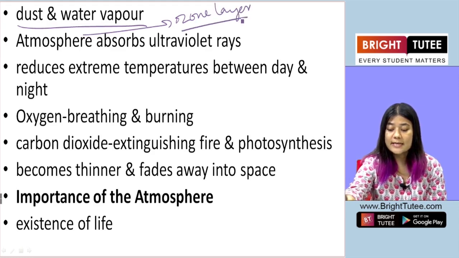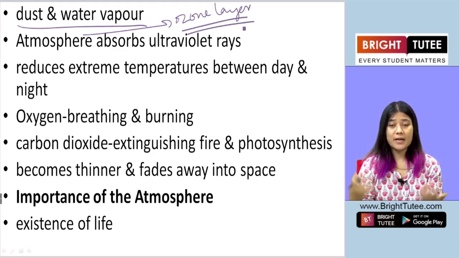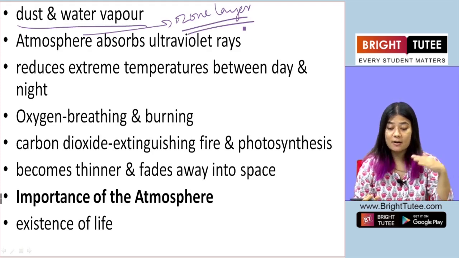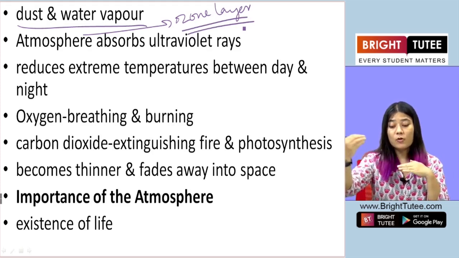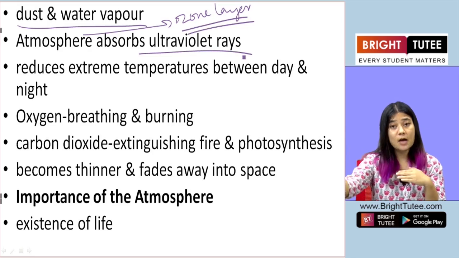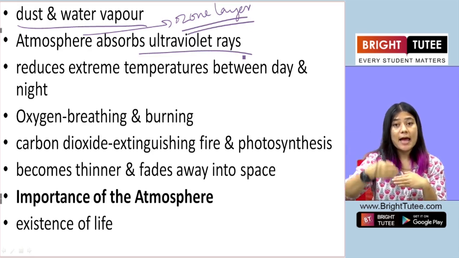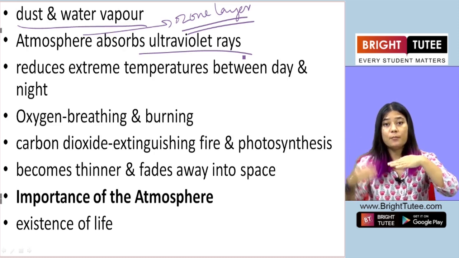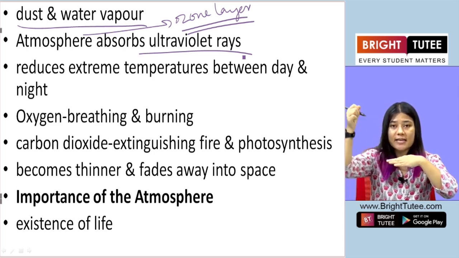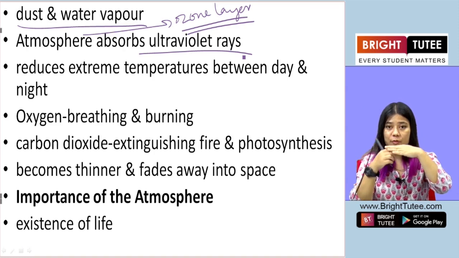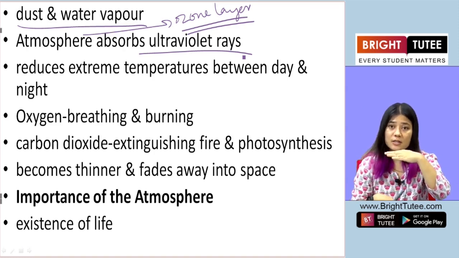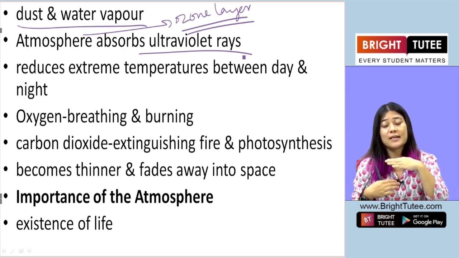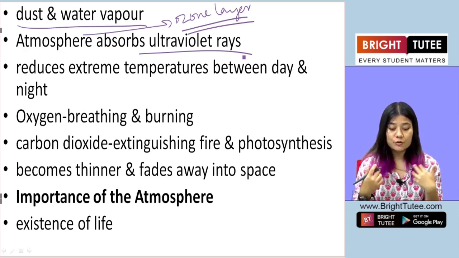Okay, this is a very important part of the atmosphere. This is a layer which absorbs the ultraviolet rays that come from outside and enter the Earth's surface. So the ozone layer blocks the ultraviolet rays and does not allow them to enter the Earth's surface, because ultraviolet rays are harmful to us.